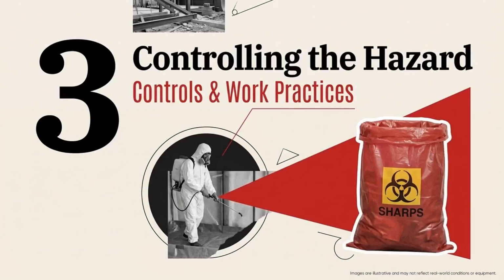All right, we understand the risks and how they're classified. So what do you actually do about it? That brings us to Section 3, Controlling the Hazard. This is where the rules get really practical, telling you exactly what you need to do on site to keep those asbestos fibers from getting into the air.